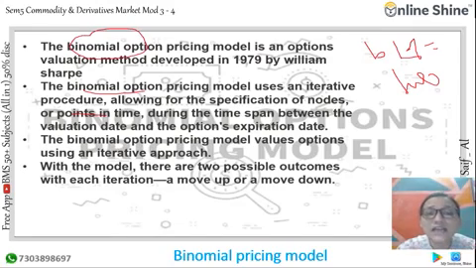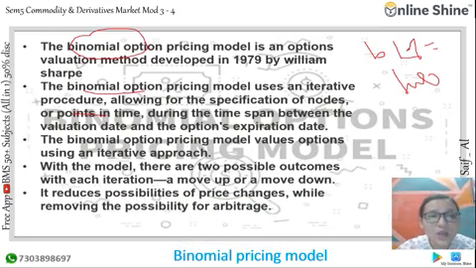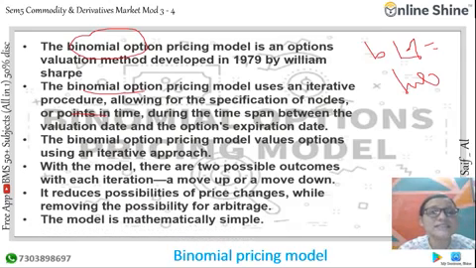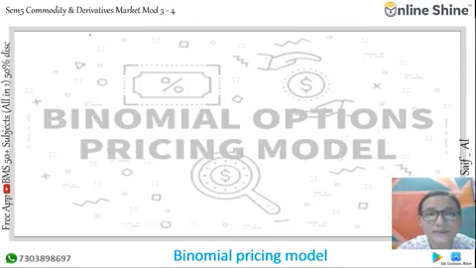So there are these possibilities in the stock: maybe it moves upward or it moves downward. It reduces the possibilities of price changes while removing the possibilities of arbitrage. If the arbitrage process is removed, then definitely there are some price changes up. This model is mathematically very simple. I hope you have done this method in your F5 BCom mathematical and statistical binomial method.